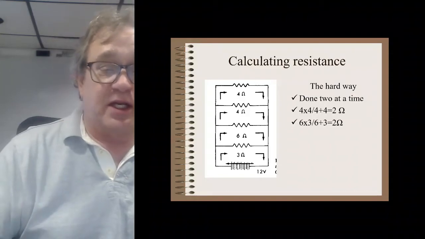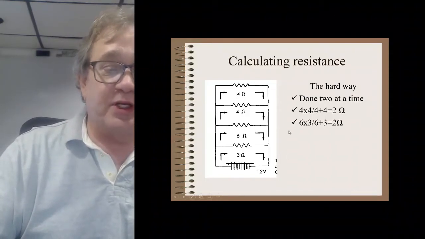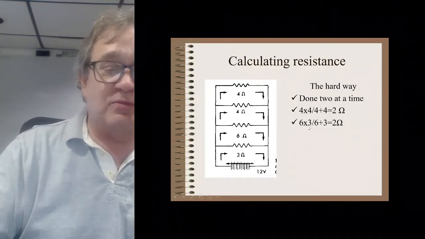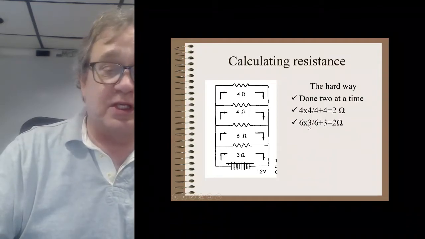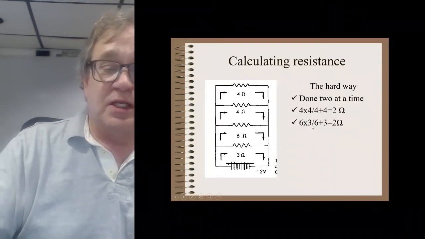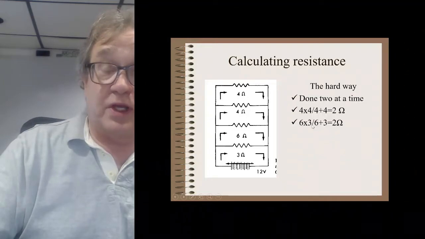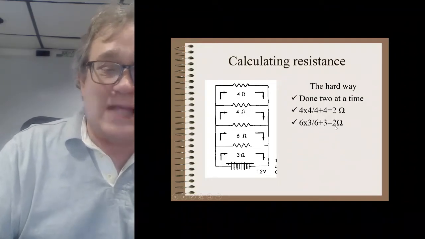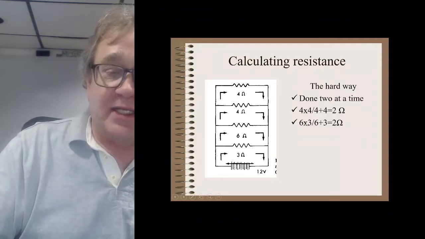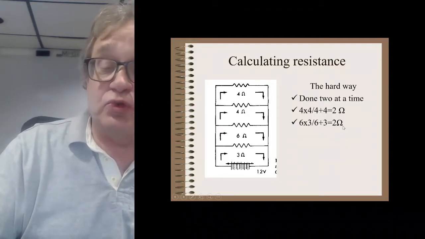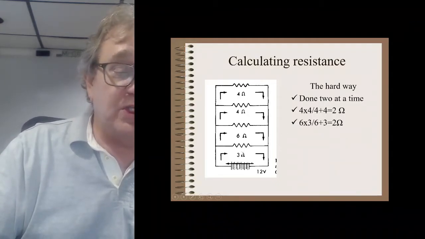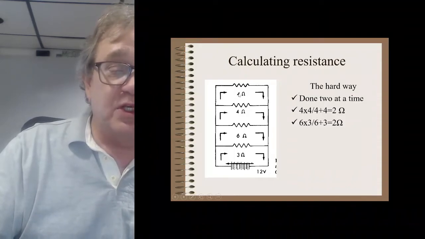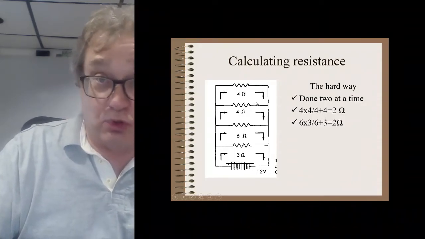I take the 6 and the 3 down here and plug them into my formula. It's 6 times 3 divided by 6 plus 3. 6 times 3 is 18. 6 plus 3 is 9. And then I divide 18 over 9. That gives me 2. 2 what? 2 ohms. So these 2 branches are 2 ohms, and these 2 branches are 2 ohms.